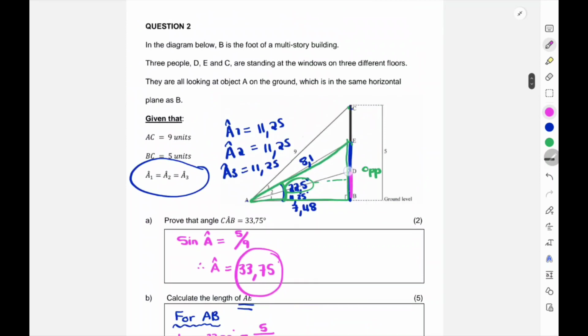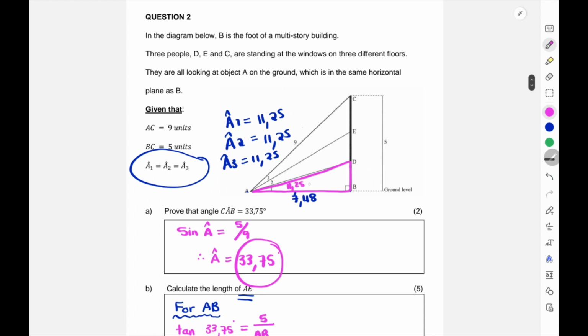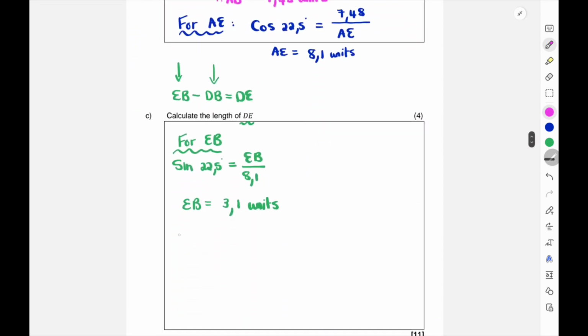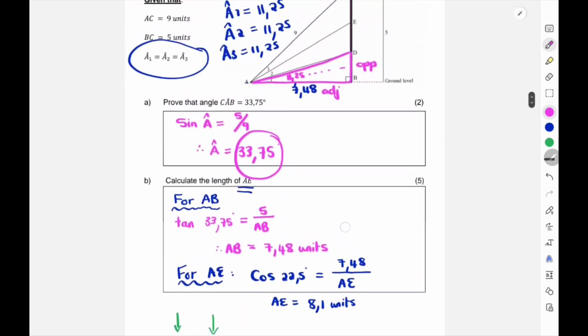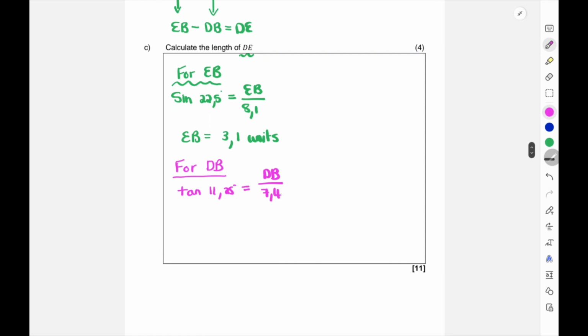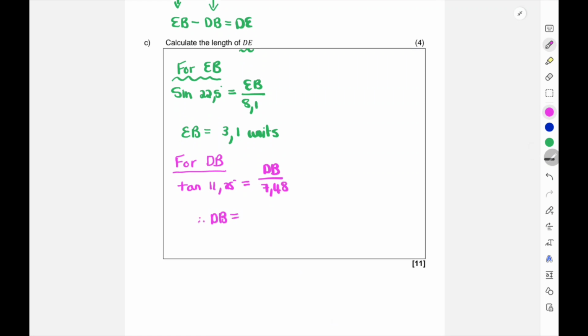Now we want DB. So in the smaller triangle over there, let me erase everything again and just start again. Although I'm not going to use that 8.1. Okay. So luckily I've got 11.25. I'm looking for the opposite, and I've got the adjacent, or R. So it's tan. So for DB, it's tan 11.25, which is equal to DB over 7.48. Thus, DB is equal to 7.48 times tan 11.25, which gives you DB is 1.49.